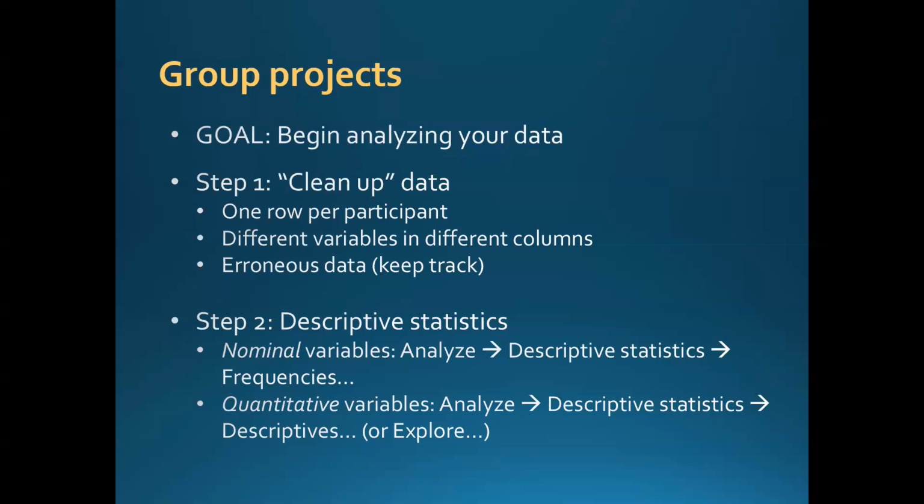In SPSS, you do Analyze, Descriptive Statistics, Frequencies, and it'll output a couple of tables and tell you percentages: for each category within gender, what percentage of your sample is made up by that. For quantitative variables, things like age or your outcome variables, you go to Analyze, Descriptive Statistics, Descriptives, or you can go to Explore, which tells you a little bit more.